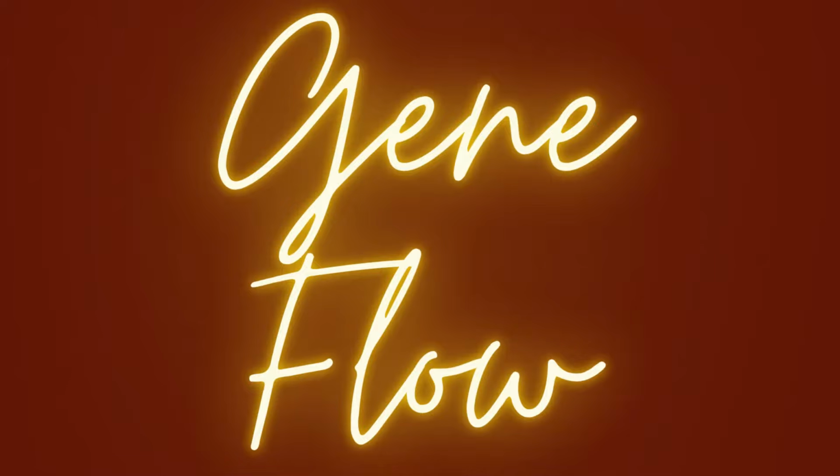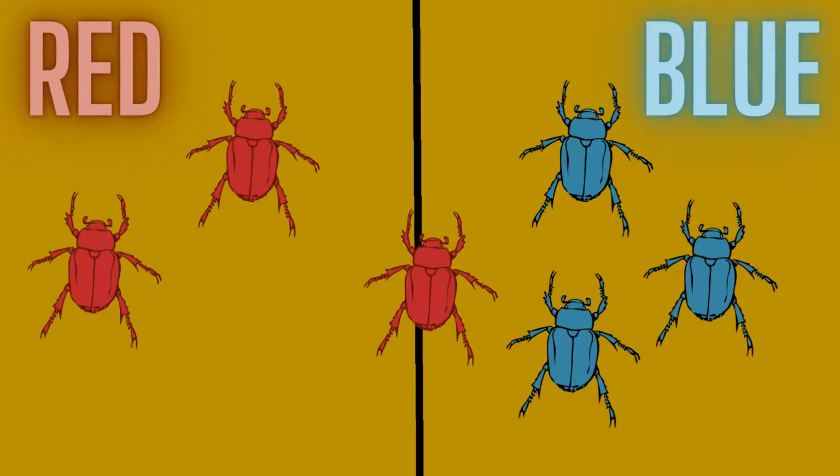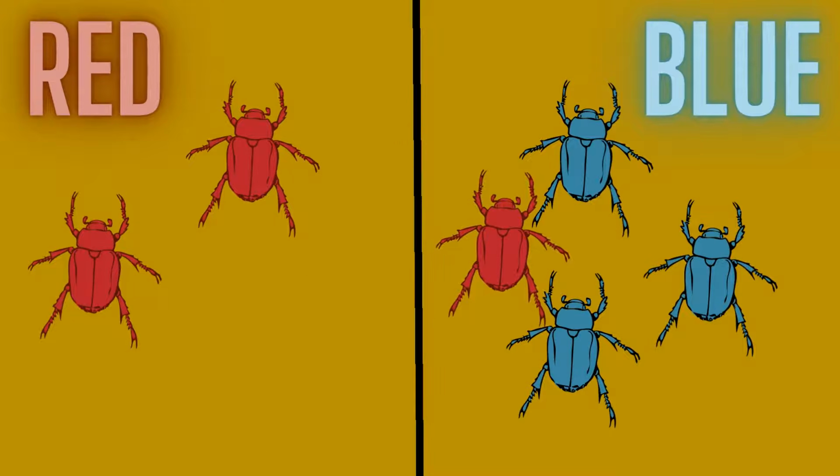Next up, gene flow. Gene flow is the migration of organisms to and from a population, thereby affecting its gene pool. For example, let's say that we have 2 groups of beetles, one blue and one red. When a red beetle travels into the blue group, the gene pool of the blue group is changed.